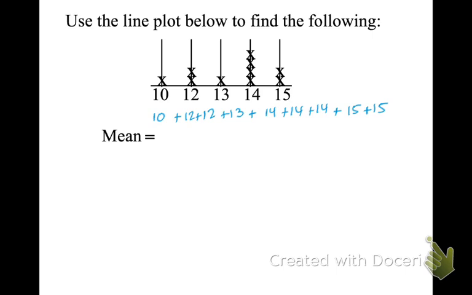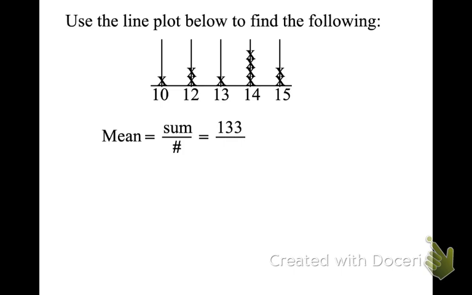So pause the recording and try that one on your own. Let's get the mean. Okay, so hopefully when you added it, you got 133, and we're dividing by... Remember, how many numbers? We have to count the quantity. It's 1, 2, 3, 4, 5, 6, 7, 8, 9, 10. So my mean would be divided by 10, and that would be 13 3/10 is our mean.